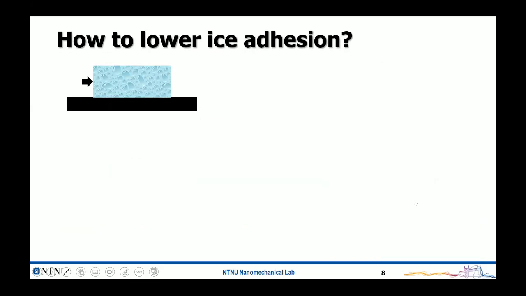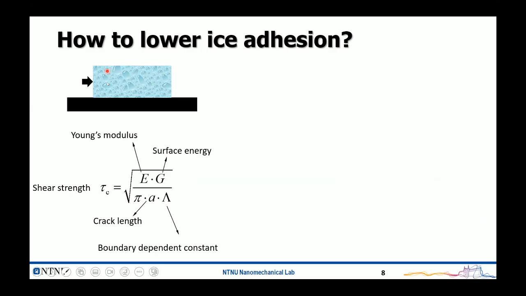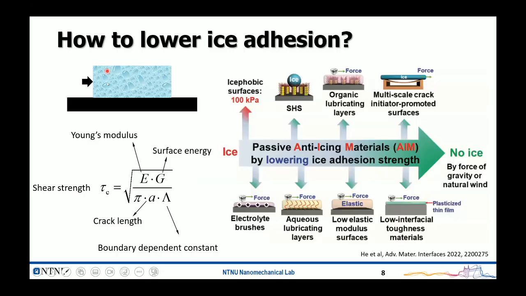And if we have a simple model here, an ice cube on the surface, then we have this horizontal shear, and from the fracture mechanics concept, the shear stress is proportional to the square root of the interface elastic modulus and the surface energy. So a lot of researchers have focused on reducing the elastic modulus and decreasing the surface energy. However, in this model, we see there is one more term at the bottom here, which is the total crack length.